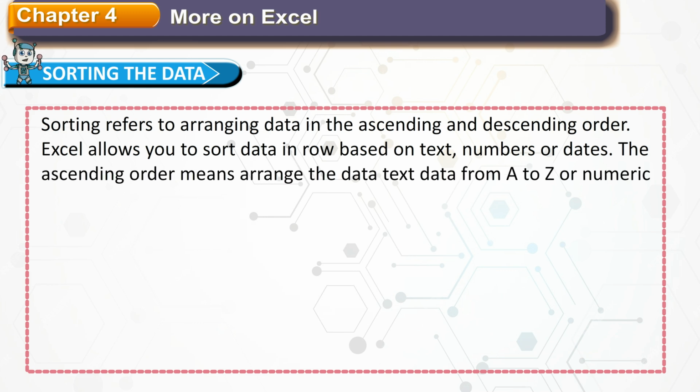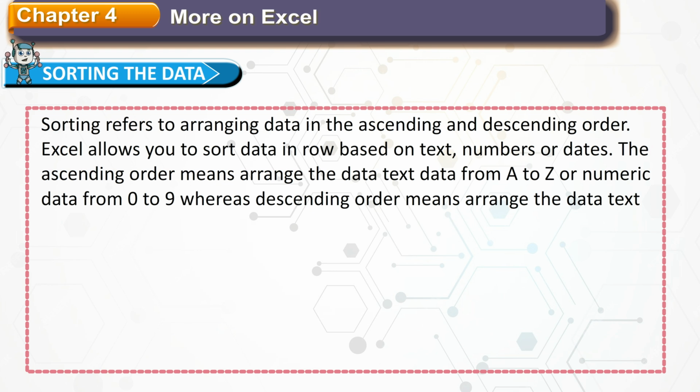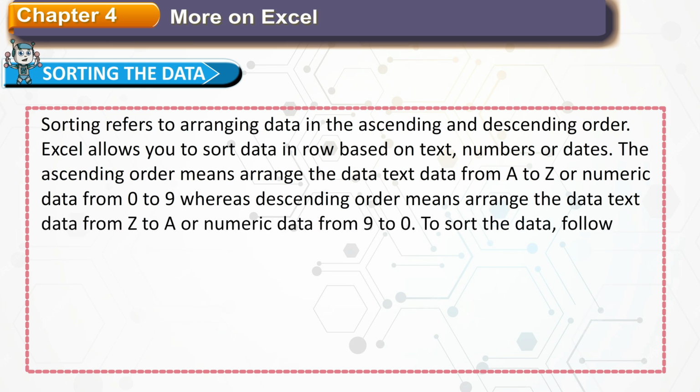The ascending order means arranging text data from A to Z or numeric data from 0 to 9, whereas descending order means arranging text data from Z to A or numeric data from 9 to 0.